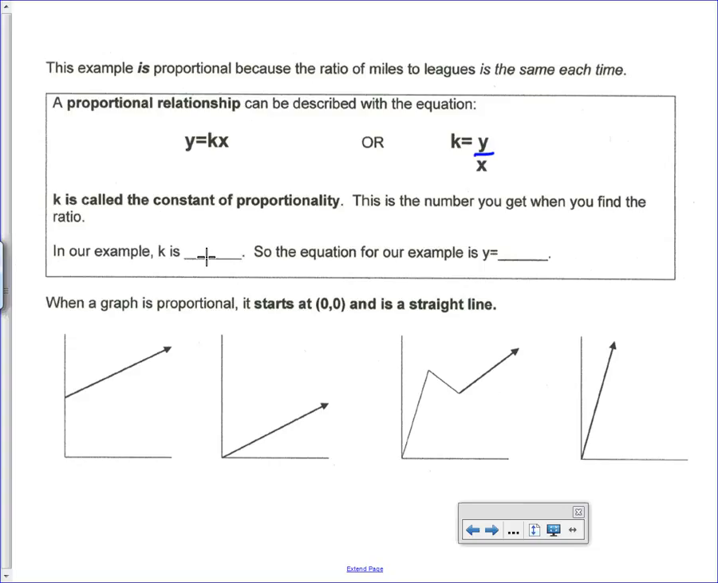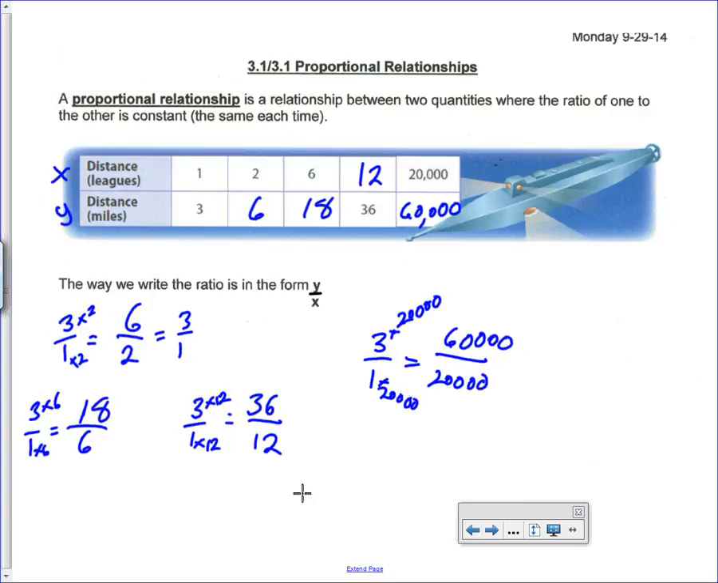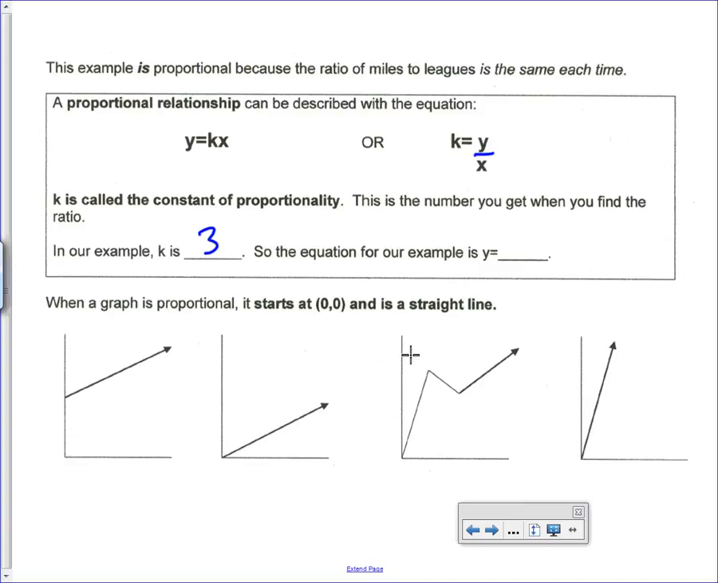In our example, what do we find that k is? Well, you go back to this, we do k equals y over x. We found that is 3 over 1, which equals 3. So k is 3. So the equation for our example is y equals 3x, because k is 3. So that would be the equation for that table.